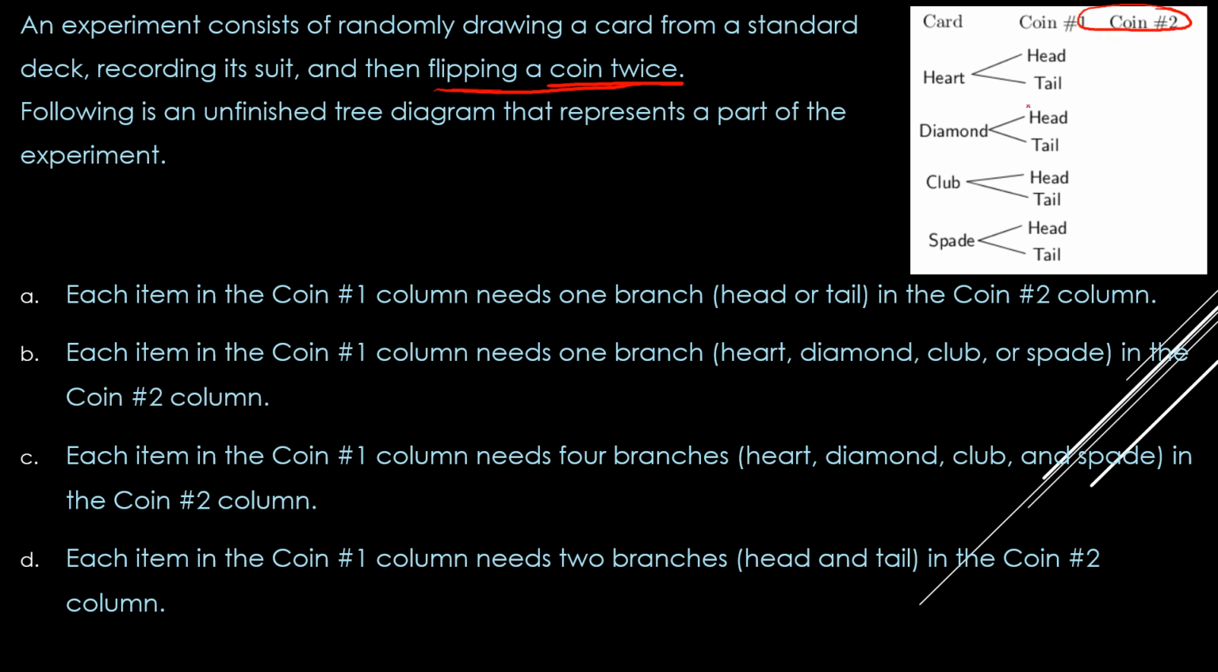So when I look at coin number 1, I need to have a heads or tails attached to each one of those options, which means I should have a heads and a tails, and a heads and a tails, and so on. Okay, so each item in the coin 1 column needs to have not 1 branch but 2 branches. So each item in coin 1 needs to have 2 branches, a heads or tails, in the coin 2 column.